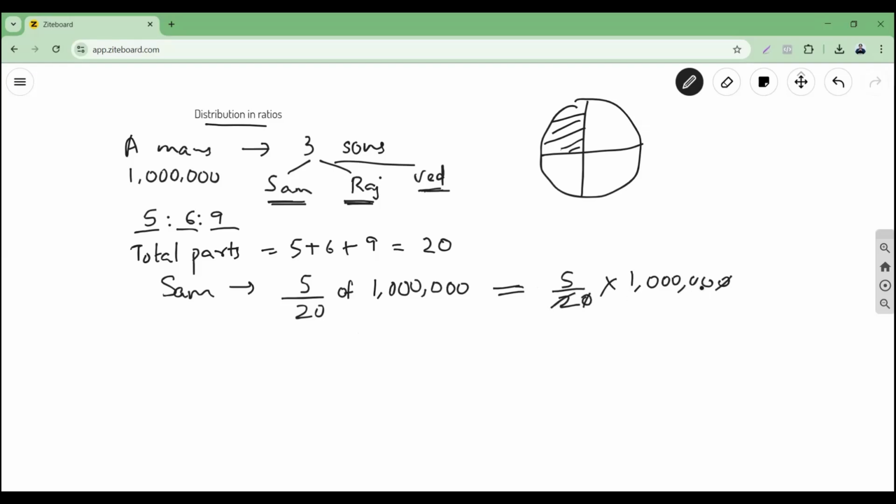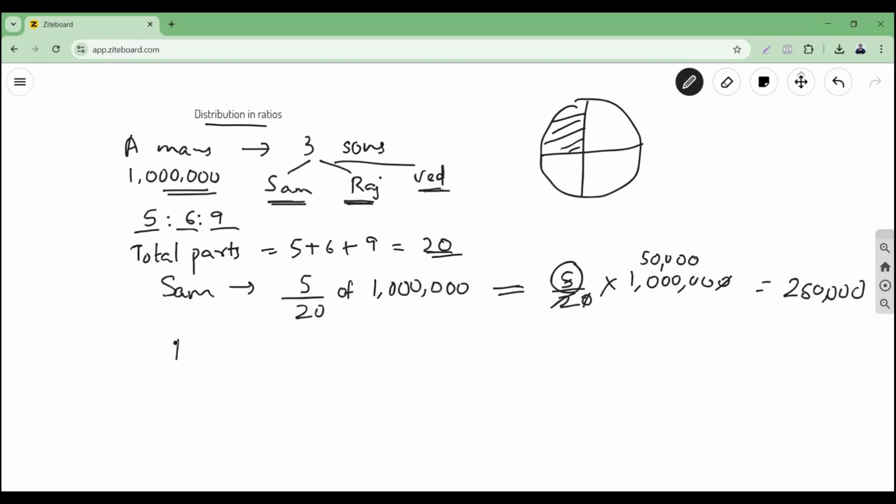So when we do this, every part is going to be how much? 50,000, right? Yeah, 50,000 it's going to be for every part. You can find this out this way, or you can just say if 1 million is made into 20 parts, then each part will be 50,000. But then Sam is going to get 5 such parts. That means he is going to get 250,000 when we multiply the 5 and the 50,000.